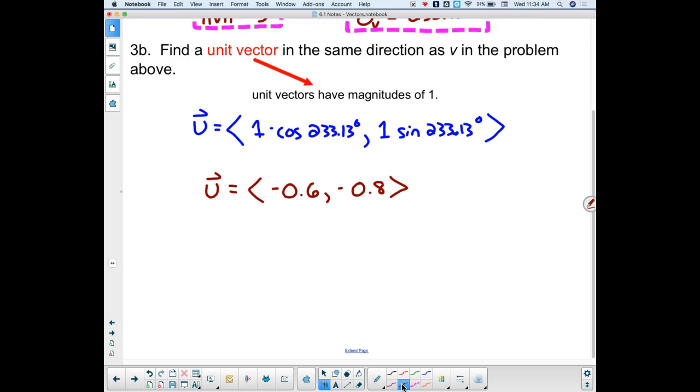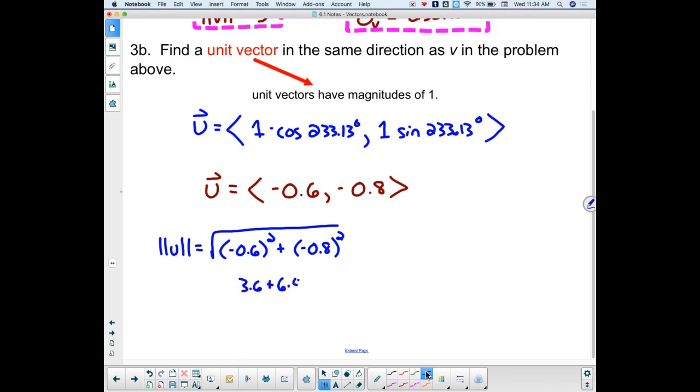And if I were to find the magnitude of U, that would be negative 0.6 squared plus negative 0.8 squared, which is 0.36 plus 0.64, which is 1, and the square root of 1 is 1. So it's a unit vector because its length is 1.